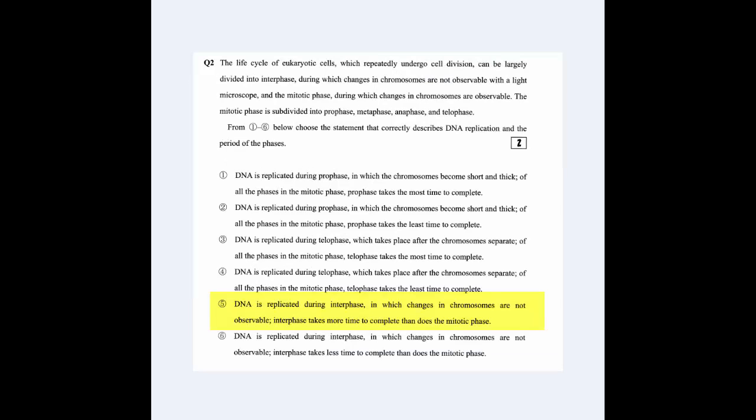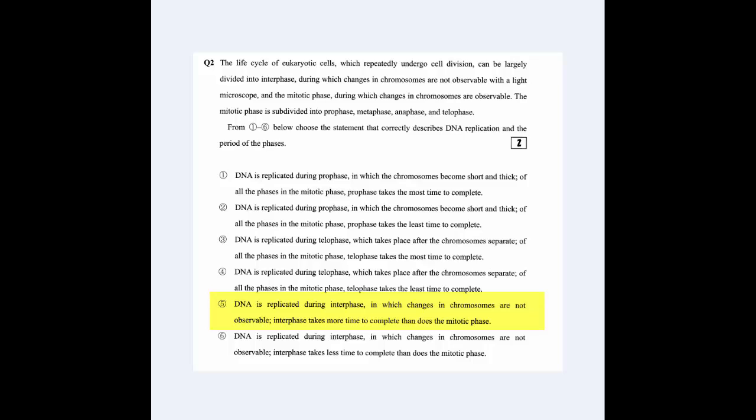Number 2. The life cycle of eukaryotic cells, which repeatedly undergo cell division, can be largely divided into interphase, during which changes in chromosomes are not observable with a light microscope, and the mitotic phase, during which changes in chromosomes are observable. The mitotic phase is subdivided into prophase, metaphase, anaphase, and telophase. From 1 to 6 below, choose the statement that correctly describes DNA replication and the period of the phases.